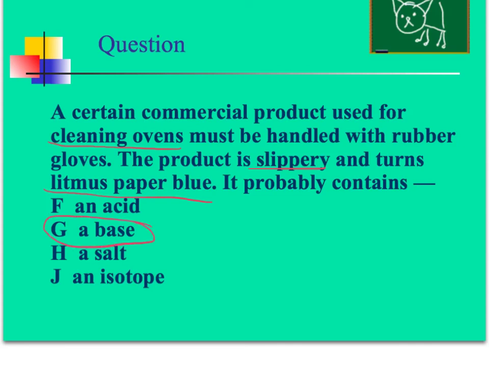An acid's not slippery, and it's not used in cleaning ovens, and it doesn't turn litmus paper blue, it turns it red. So it's not that. A salt, you can't indicate or use litmus paper for a salt, so it's not that. And an isotope, no. So it's a base. And that's it.